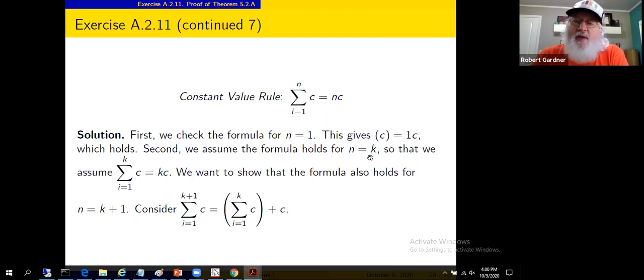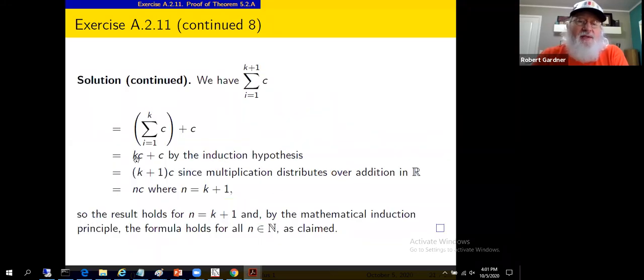Secondly, suppose it holds for n equals k. Sum from i equals 1 to k of c equals k times c. Wherever I see an n up here, we're putting a k. We get a k over there on the right-hand side this time. And consider the sum from i equals 1 to k plus 1. Well, we'll peel the last term off, as we've been doing, or treat it as a new term. They're all constants, so they're always the same. But we get a sum from i equals 1 to k of c plus one more copy of c. Hey, I know what this is. The induction hypothesis says that's k times c.